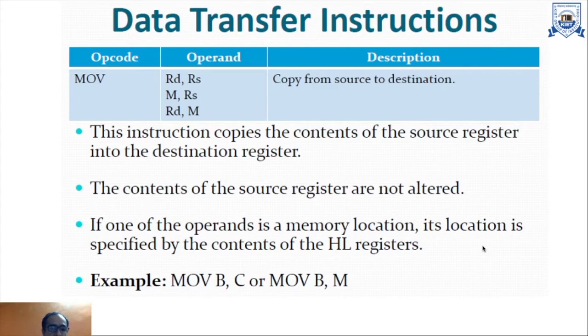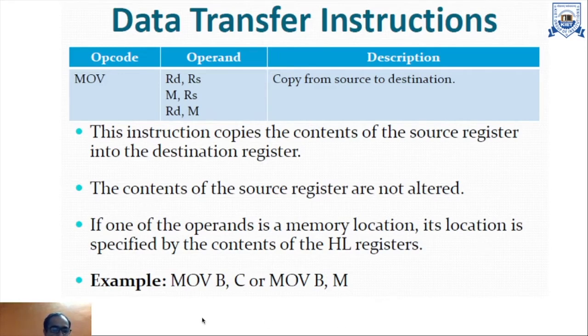So Rd is the destination register and Rs is the source register, where M is the memory and Rs is the register source. Rd is the destination register and M is the memory location. So what will happen in this first set of the operands is that the data will be copied from Rs, that is the source register, to the destination register, where the source register's contents are not altered.